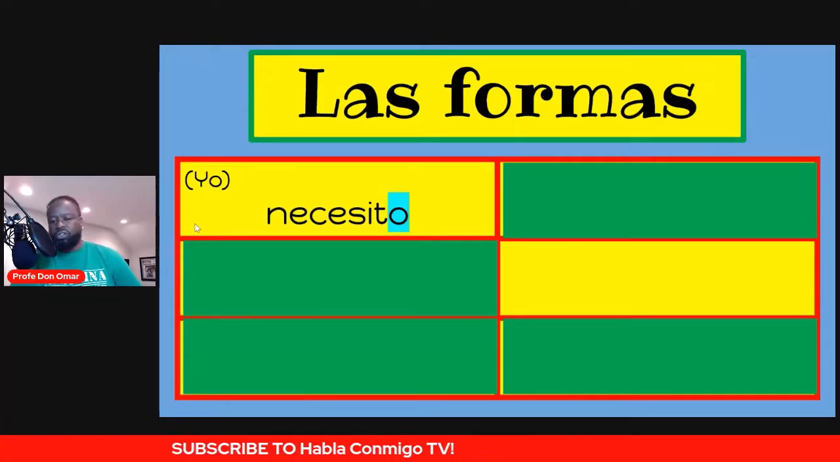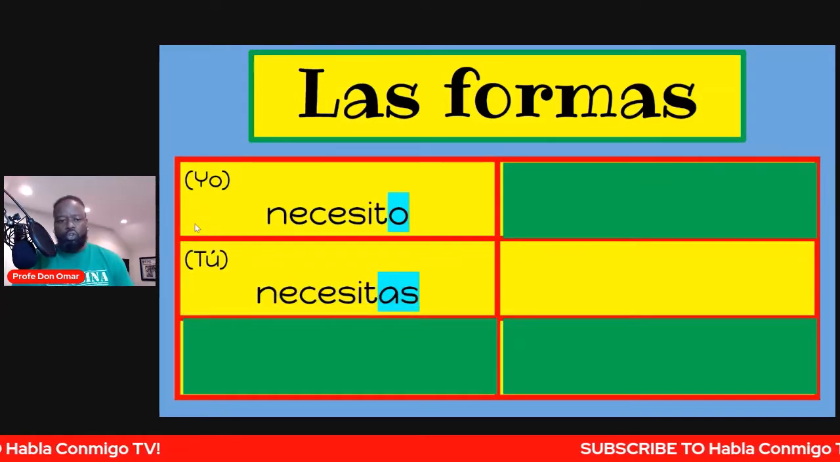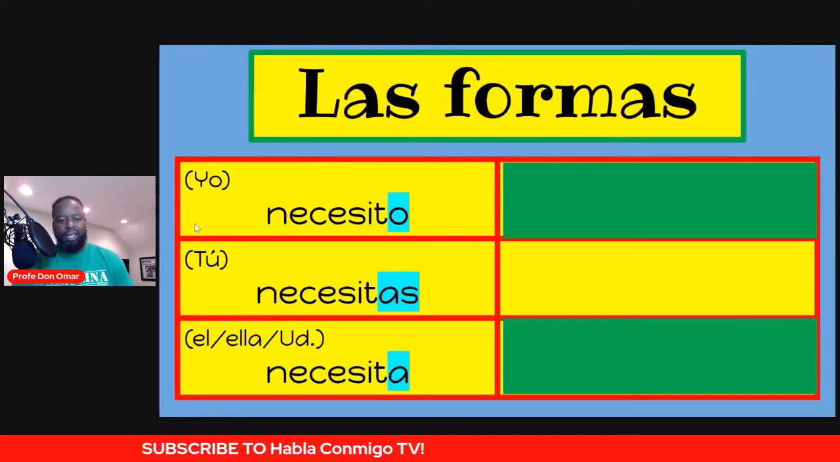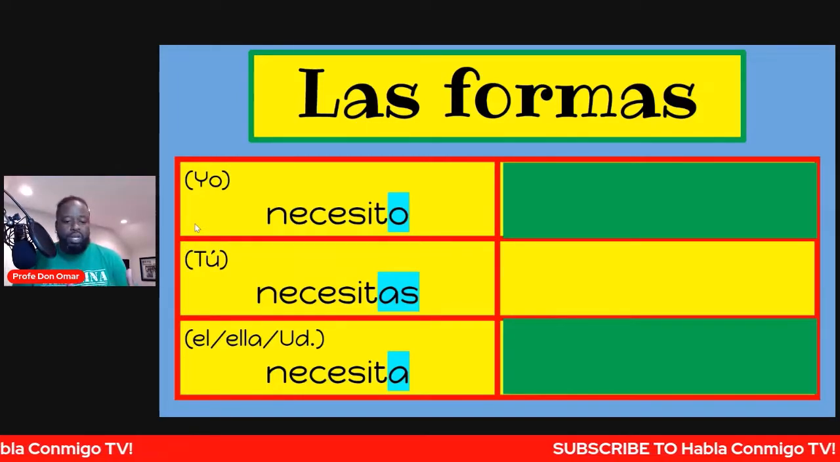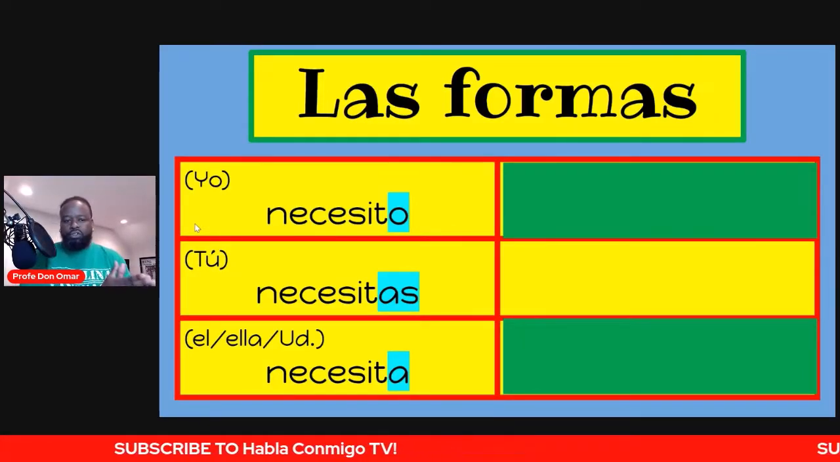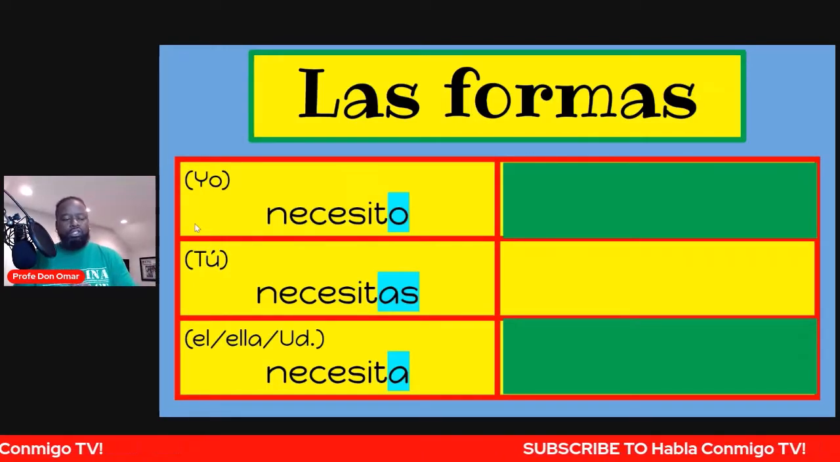Okay, so yo necesito in inglés, I need, right? Tú necesitas, you need, right? Él o ella o usted necesita, he, she, or you formal need. Once again, if you need additional information, I'm going to put a link down in the description regarding the importance of understanding tú necesitas and usted necesita. I'll put a link to that video so that you can watch that as well.